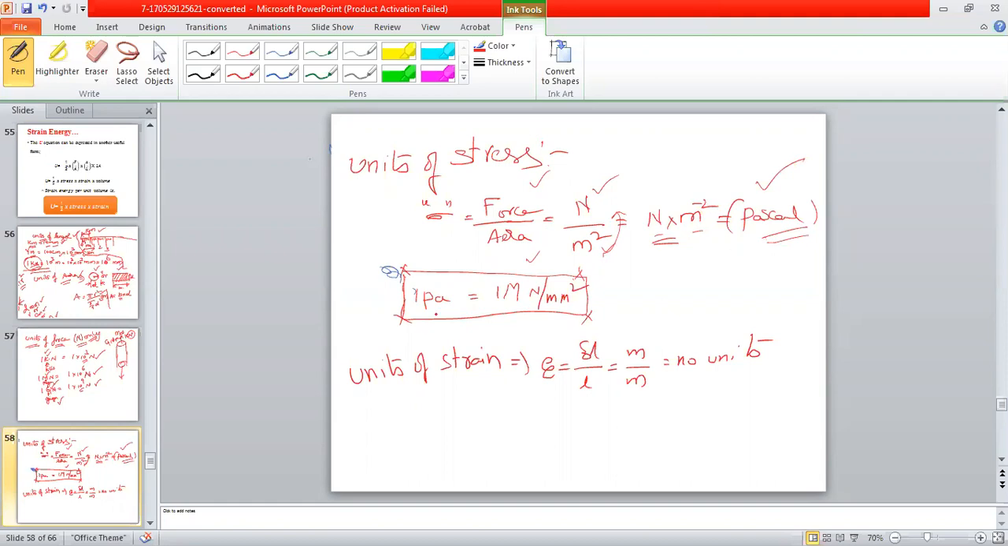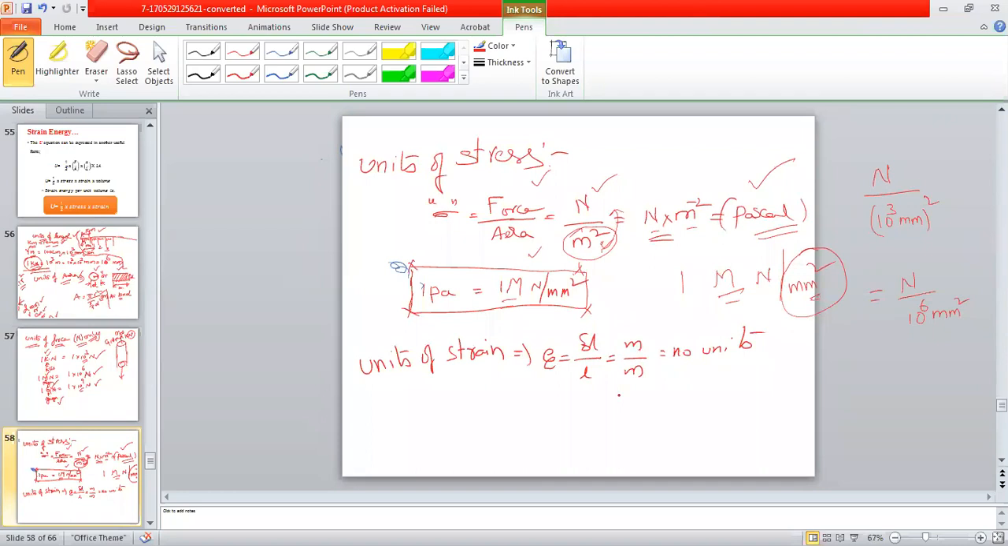So 1 Pascal is also equal to 1 mega Newton per mm square. Here in the previous it is meter square, so I am converting this into mm and 10 to the power of 6.